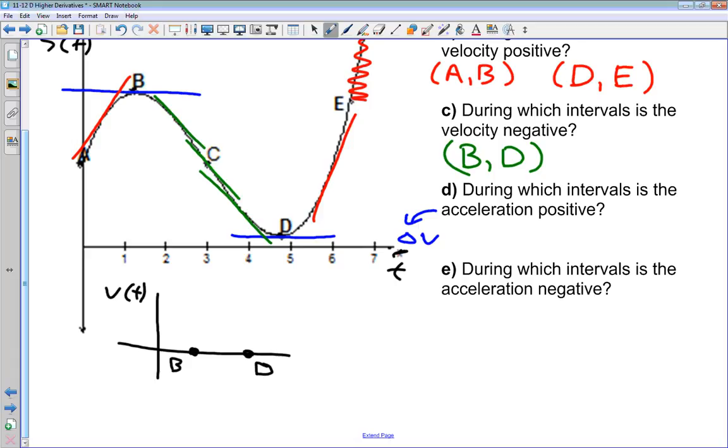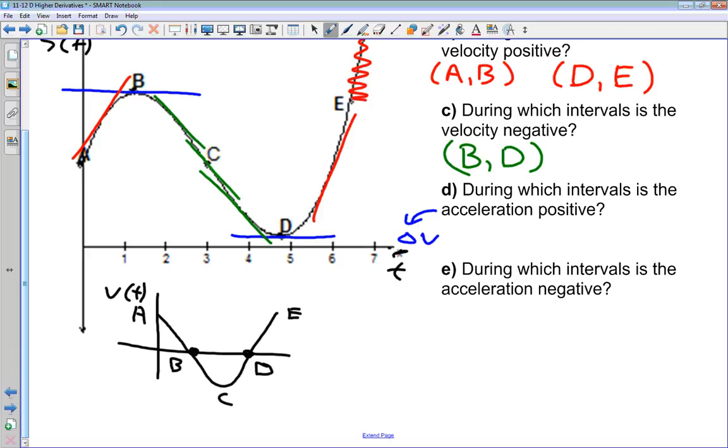If our velocity starts off positive, it's got to start off up here, go through that 0, turn around, come back up to go through that 0, and then be positive again from D to E. So I guess we could label this A, E, and this is going to be C right down here at the bottom. Okay?